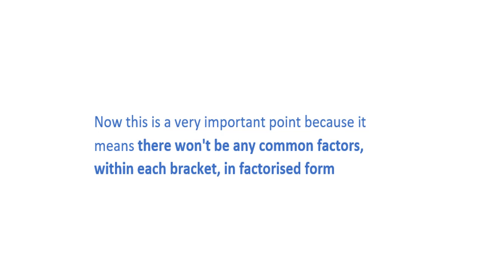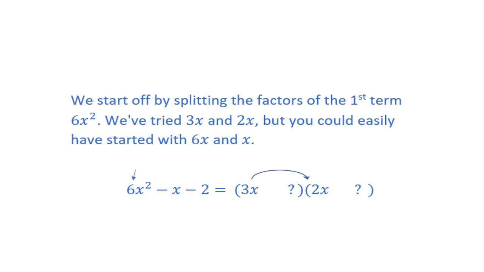Now, this is a very important point, the fact there's no common factors, because it means there won't be any common factors in the brackets that we are going to form when it's factorized. So we'll start off by splitting the 6x squared, the first term, and we've tried 3x times 2x is 6x squared. Not sure what to put into the second part here, but I'm going to split that 2. So we're just going to forget about the signs for the moment. Don't worry about the minus 2. We'll just worry about the 2.